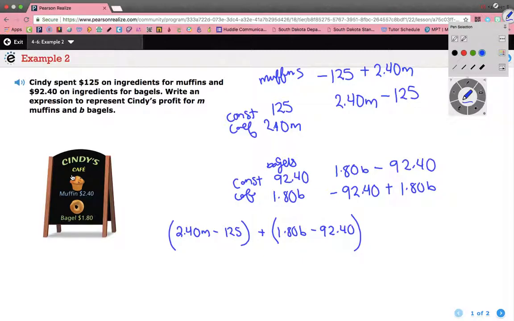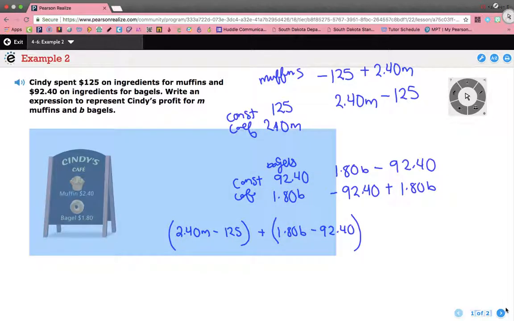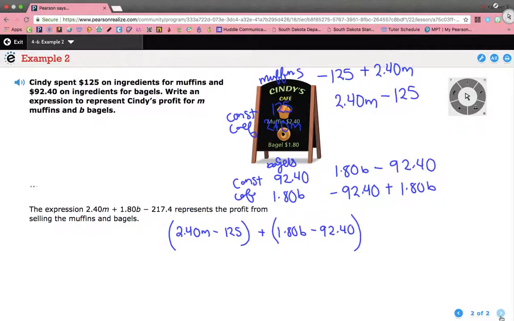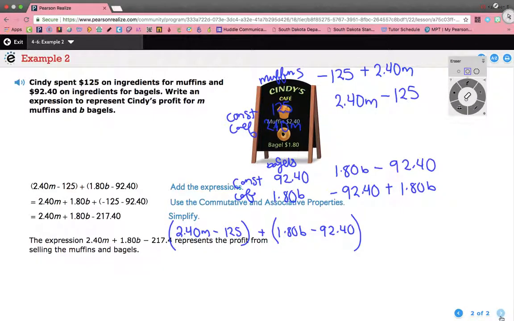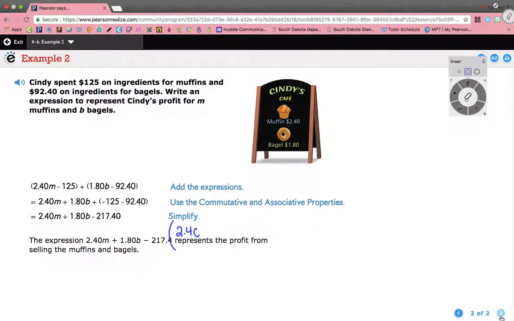Not sure if it's going to erase this when I move on or not. We'll find out. Nope. Oh, it didn't do it. There we go. Nope. So let's take an eraser here. Get that out of there.